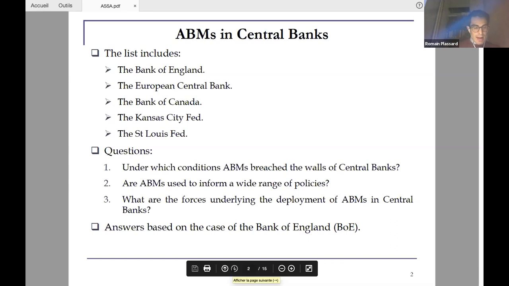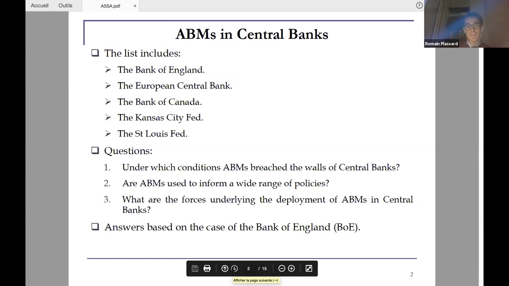Is agent-based modeling used to inform a wide range of policies? In which division do economists use agent-based models in central banks? And last but not least, there is the issue of the fate of agent-based models in central banks. Is the breach going to narrow or, on the contrary, to widen? What are the forces underlying the deployment of agent-based models in central banks? My article aims to propose answers to these questions.